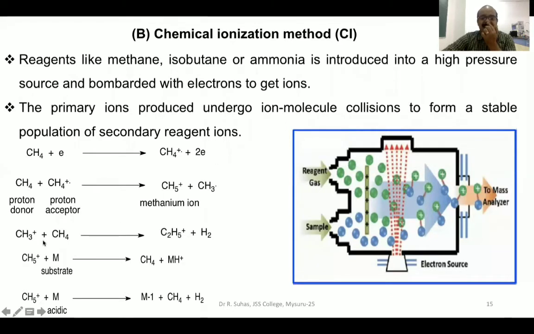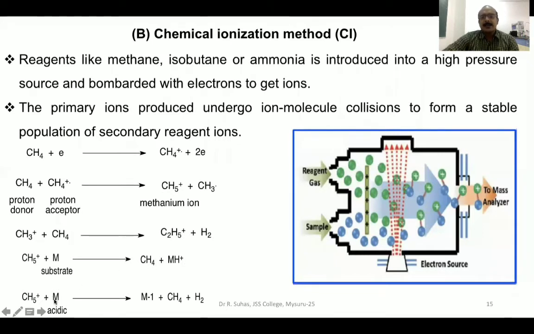So whatever CH3 cation is formed will further react with one more molecule of methane and it forms ethyl cation C2H5 plus and one H2 gas is released. Now the methanium ion will be treated with base. Now this green color plus indicates methanium ion, blue color indicates our sample or molecule. This molecule is M, that is the substrate here. So what happens? Here CH5 plus is highly unstable. It passes one H to the substrate. It becomes MH plus and CH4. The stable methane is liberated again.